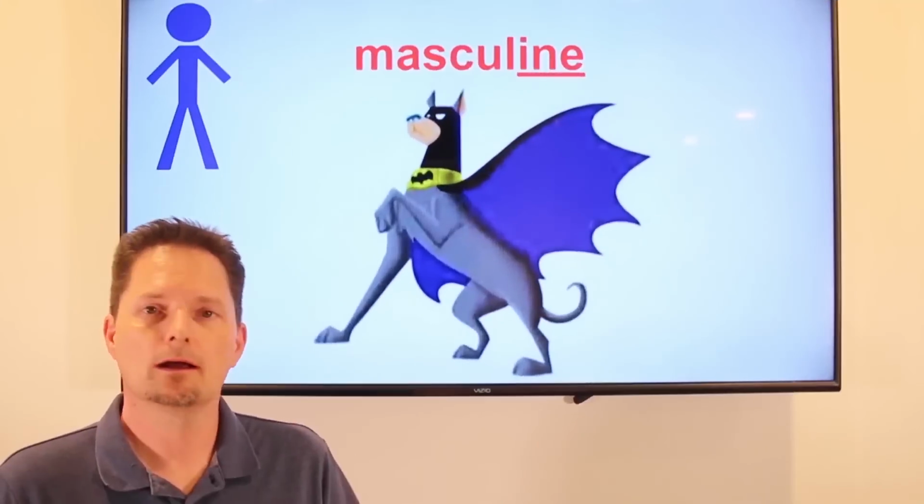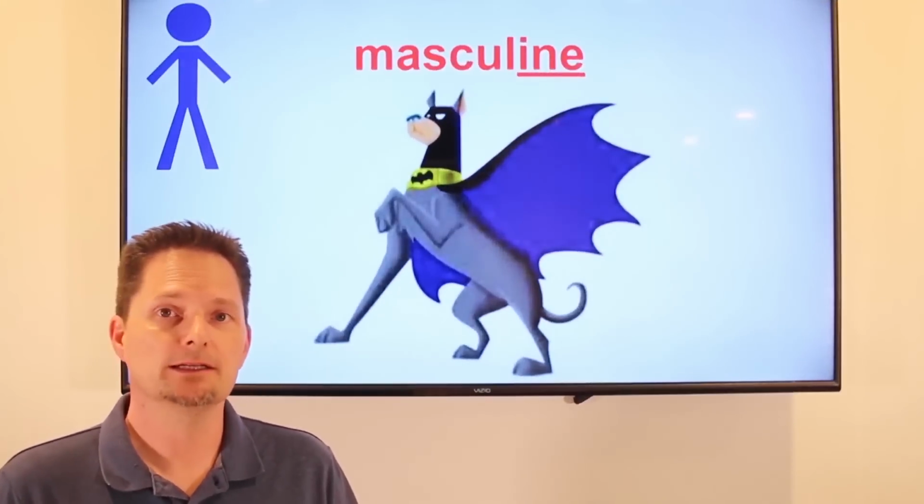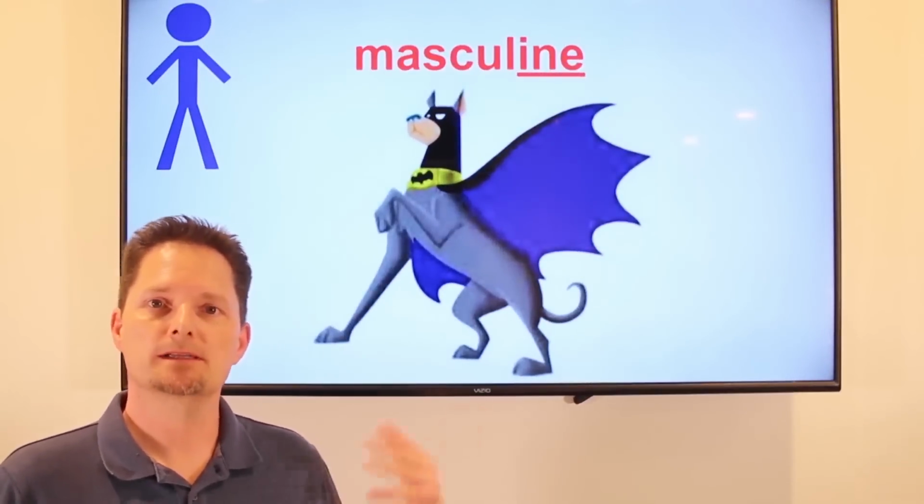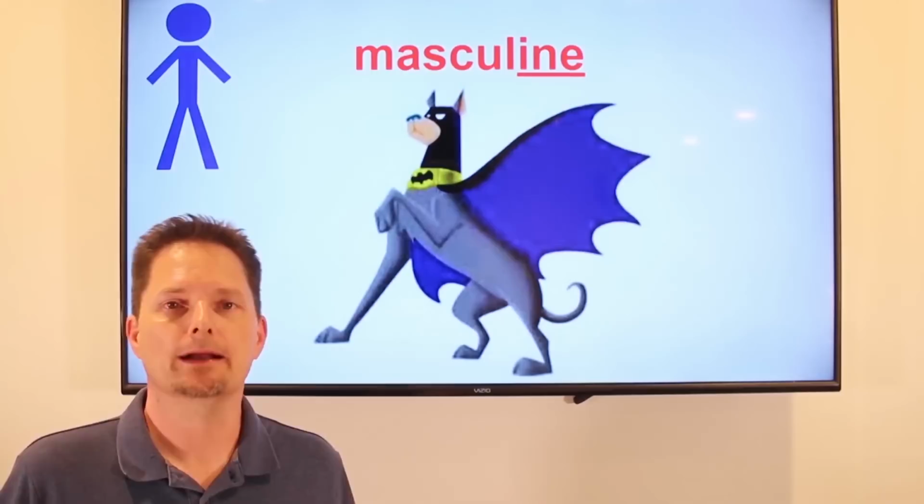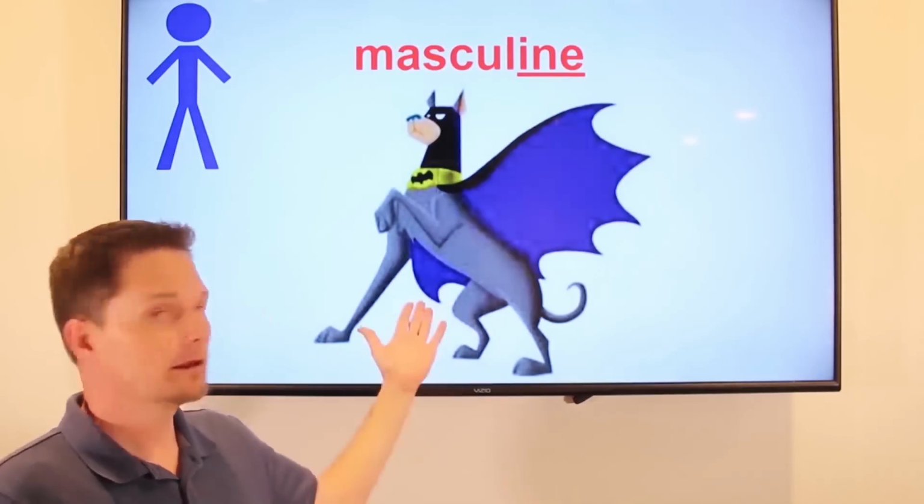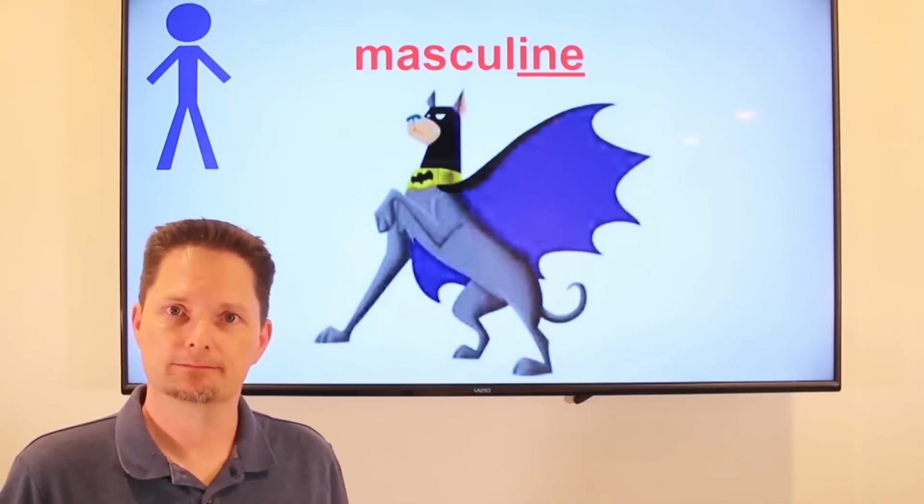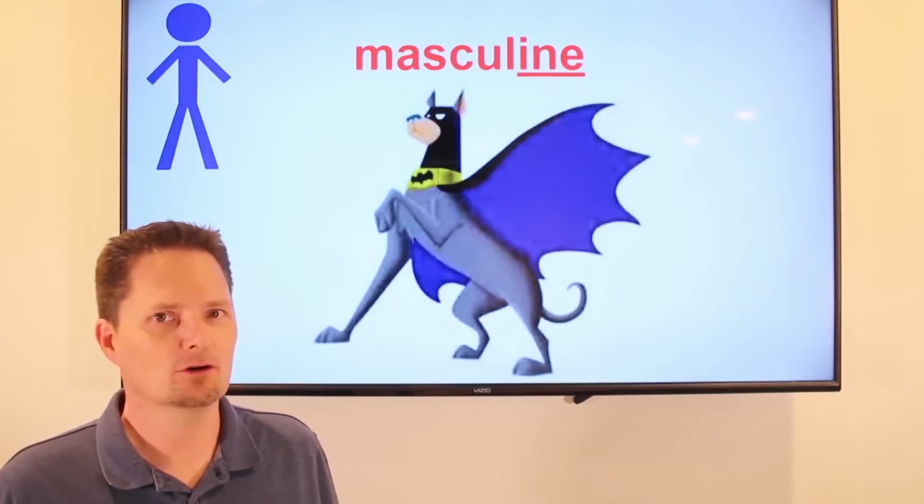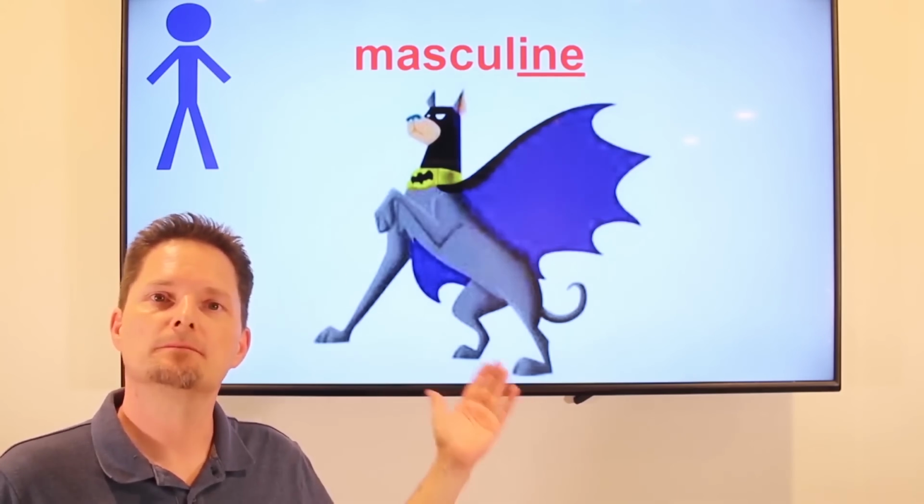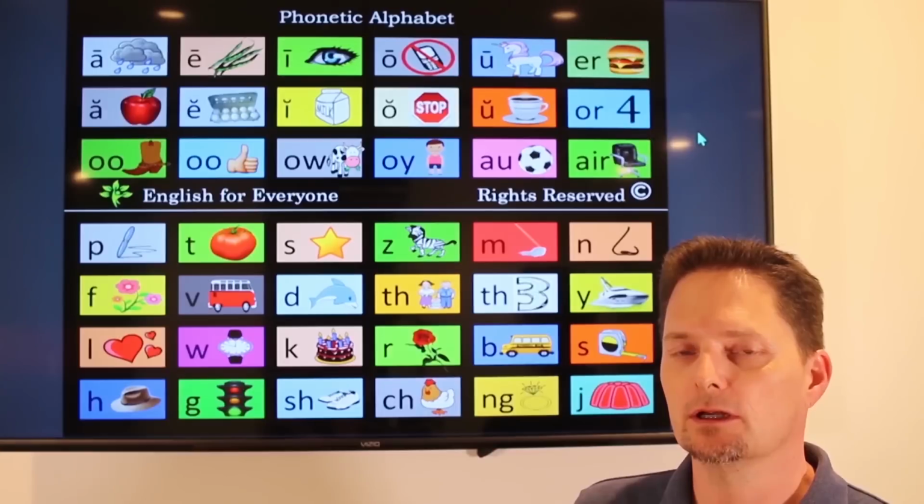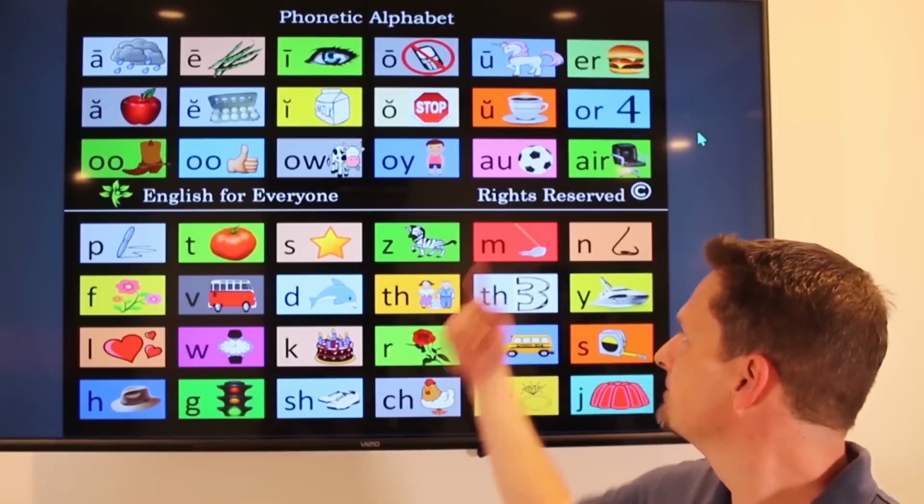Very good. Example, masculine. Masculine is an adjective. It describes something that looks like a boy, like a man. This dog looks masculine. Like a boy, like a man, not like a girl. The dog looks masculine. Pronunciation, masculine.